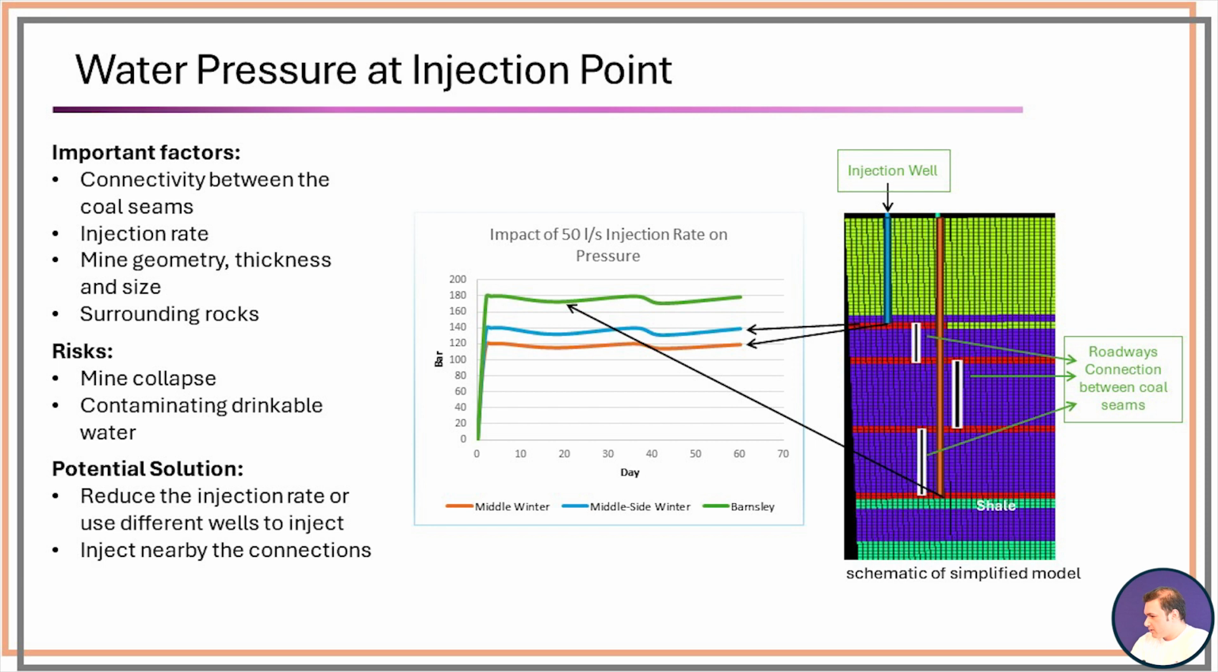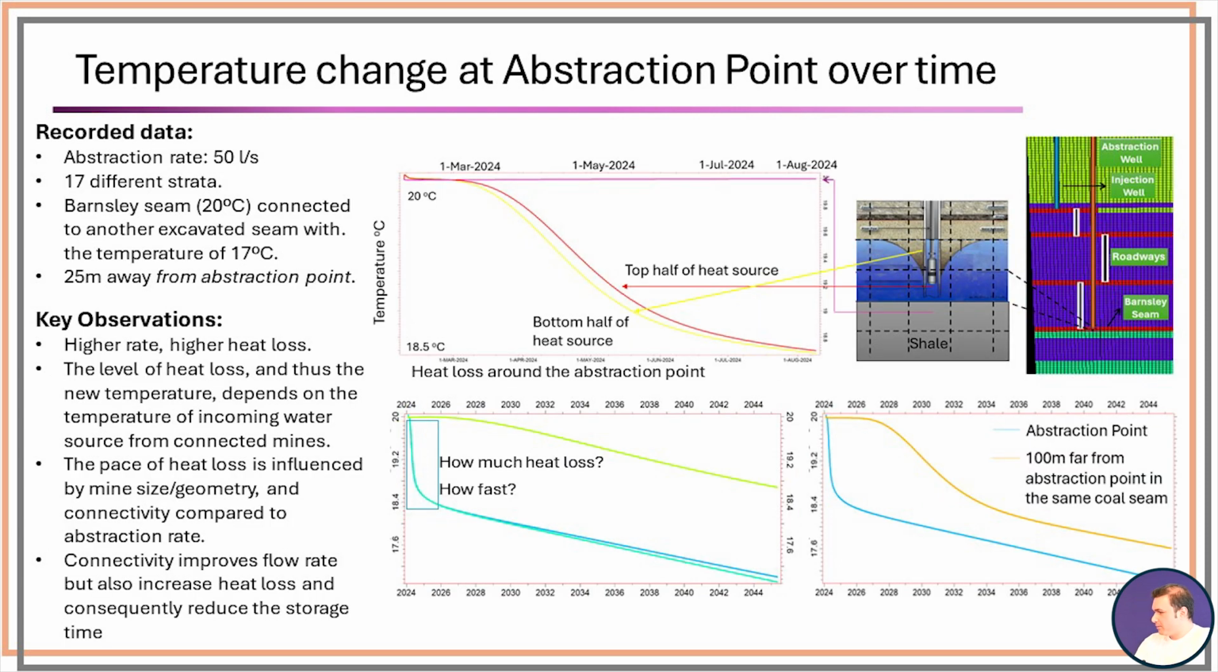But if I go directly to the thermal model, in this graph, you can see at the abstraction point, we abstracted hot water for 6 months, and you can see the temperature differences in the area over the 6 months of heat recovery. The top one, which is the constant layer, is a shale layer below the Barnsley seam, which is not penetrable, so the temperature didn't change.